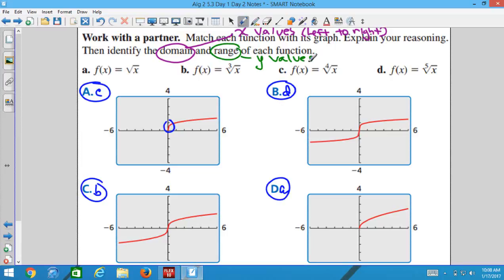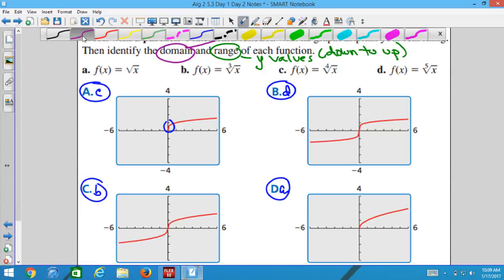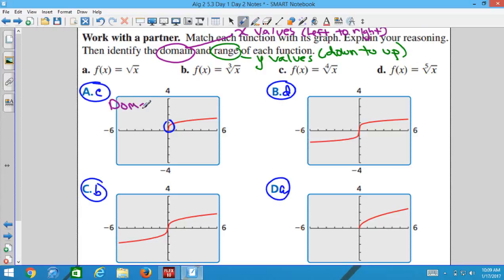And instead of going left to right, the y's go, I'm going to write it as down to up, which sounds weird, but we always start with the lowest first and go to the highest. So down to up. So for each one of these, we're going to write down the domain and the range. I didn't leave a lot of space, so I'm just writing on top of the graph. The domain for this one, we're looking left to right, and we're thinking about the x values. So x is greater than or equal to 0? Right, so there's no negatives. X starts here at 0, and then it goes that way. So x is greater than or equal to 0.